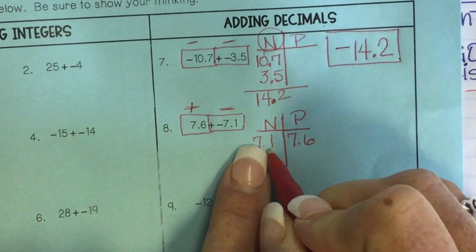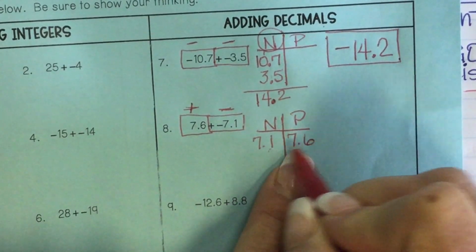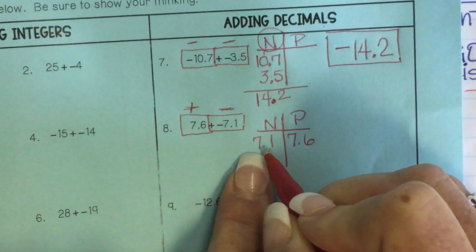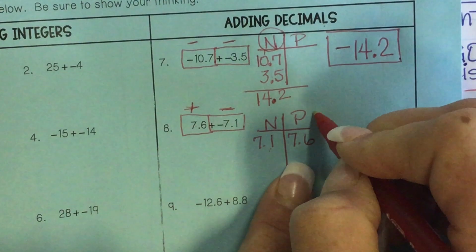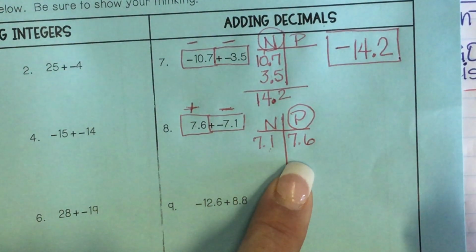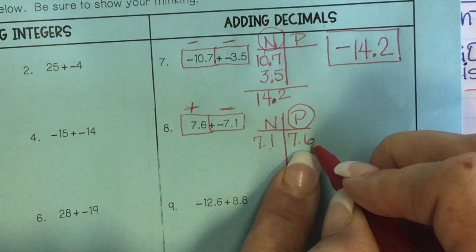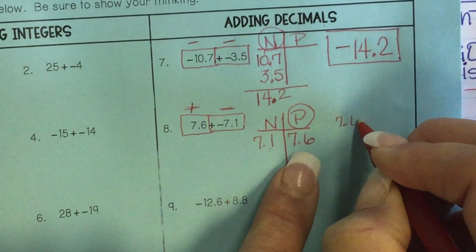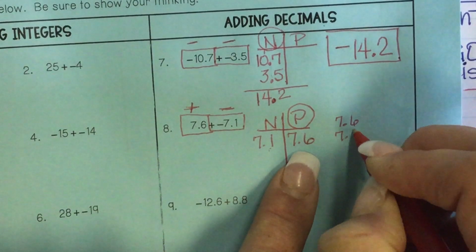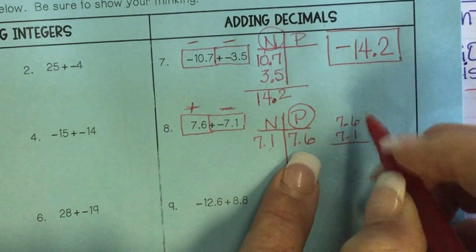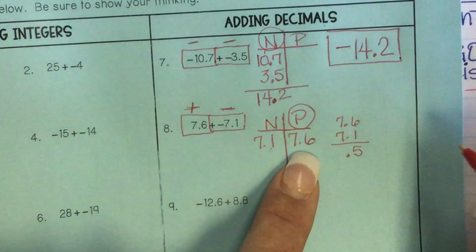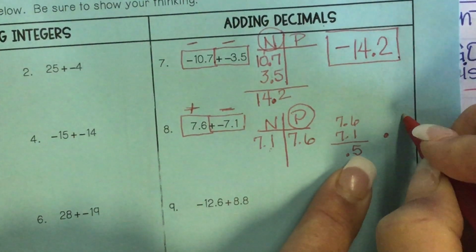So who wins? That's right. Think of money. If you had $7.60 or $7.10, who has more? The positives here. So we are actually going to subtract now, right? The winner is going to subtract the loser. So 6 minus 1 is 5 and 0. So my answer is 5/10.